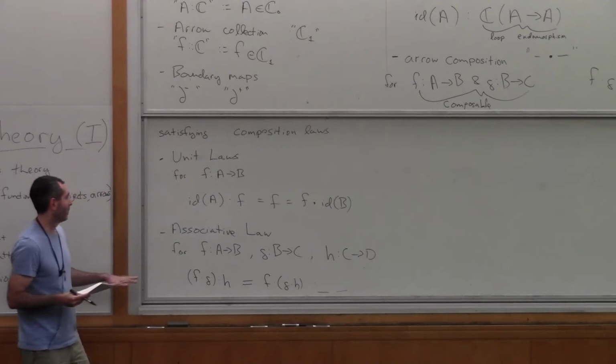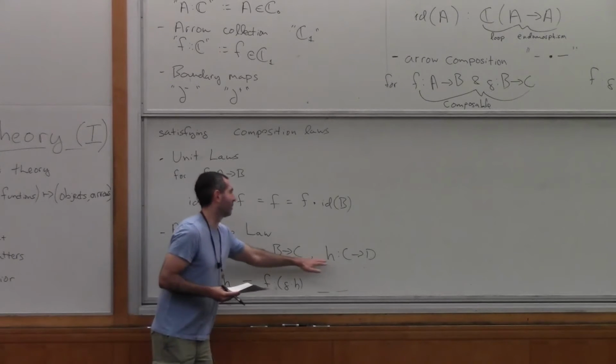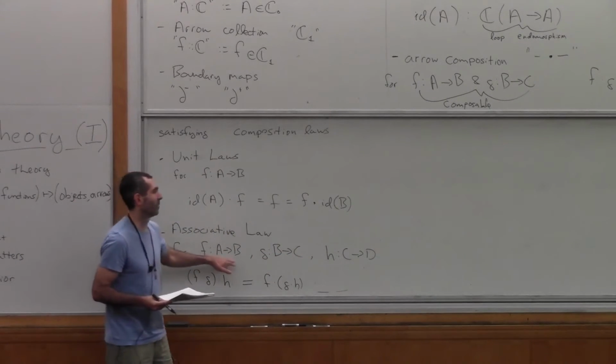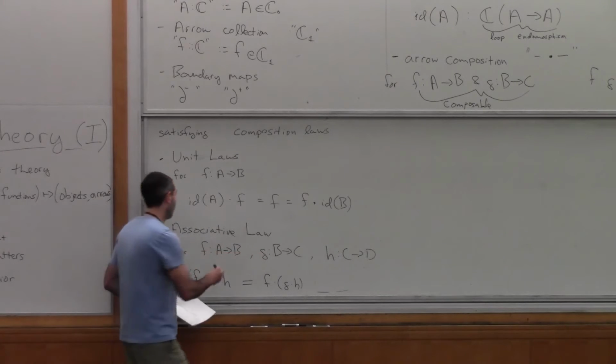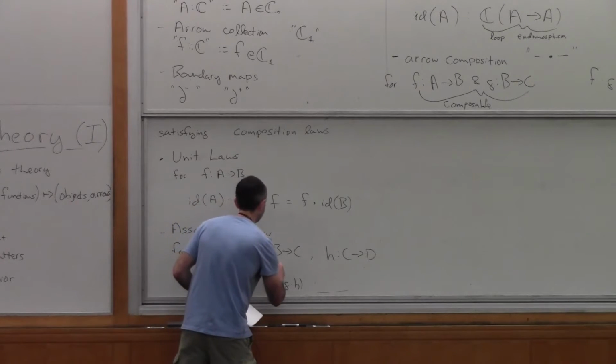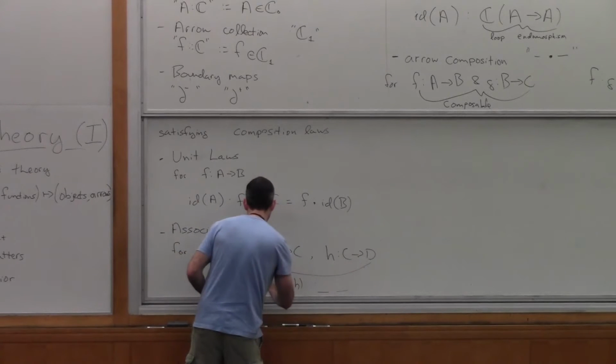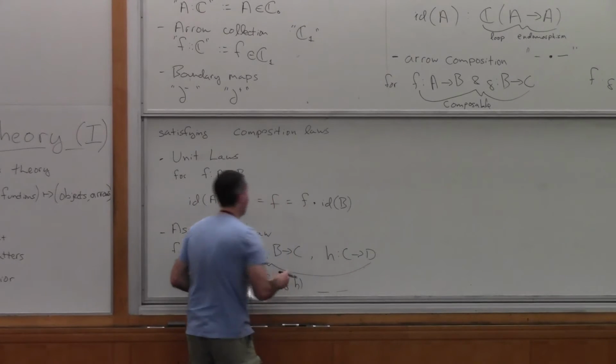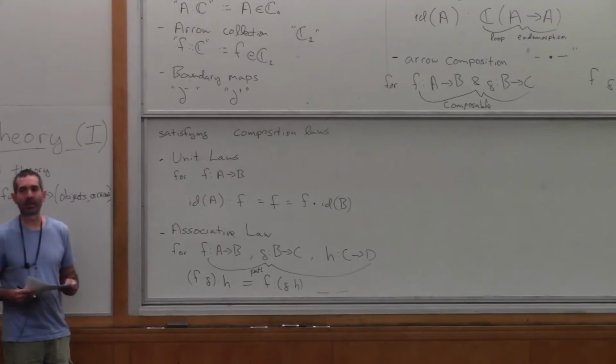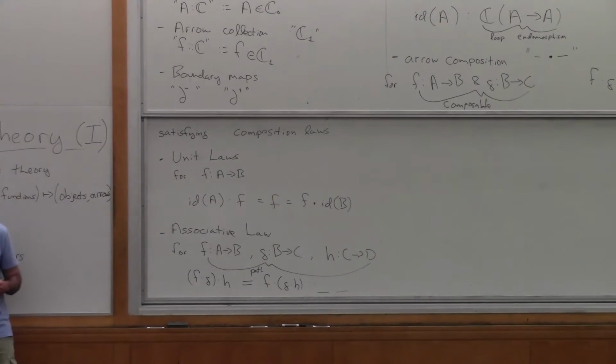Okay? And whenever we have a situation like this, where we have any number of arrows where the codomain of one is the domain of the next, I will call this a path. A path in the arrows, which means you can stick them together, that they're serially composable.